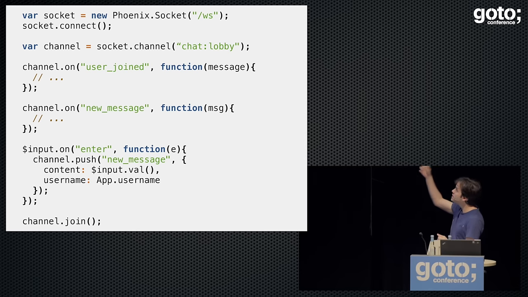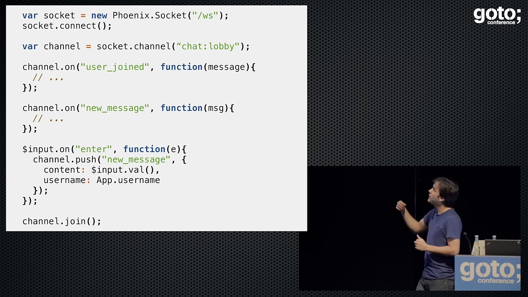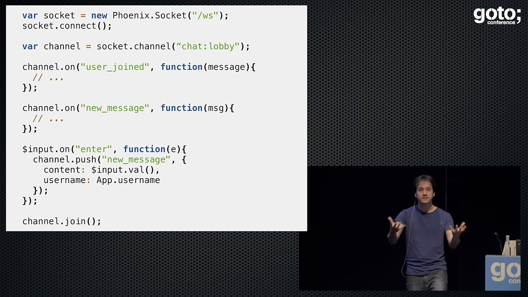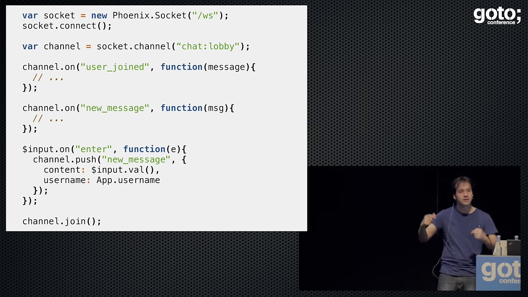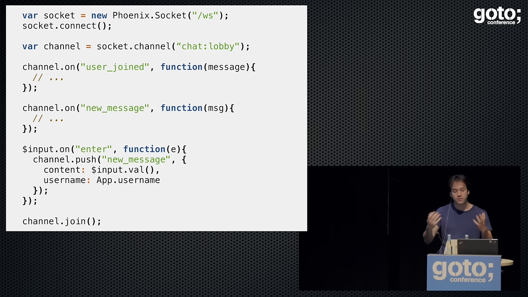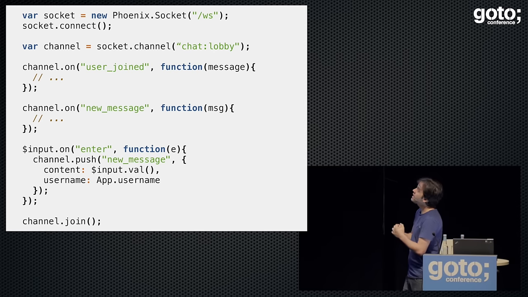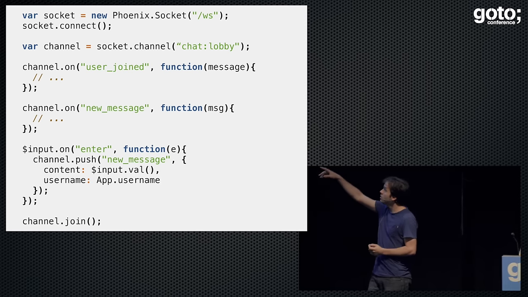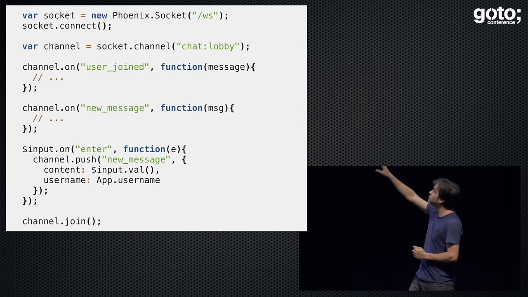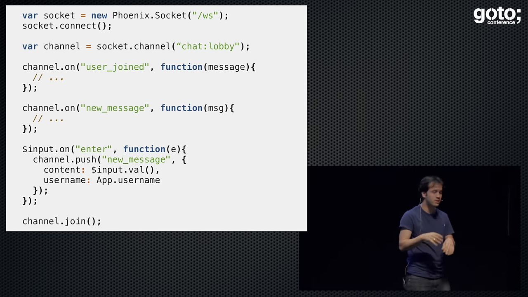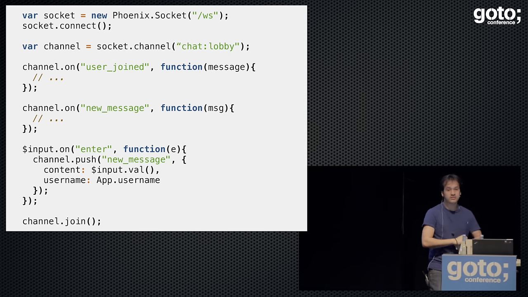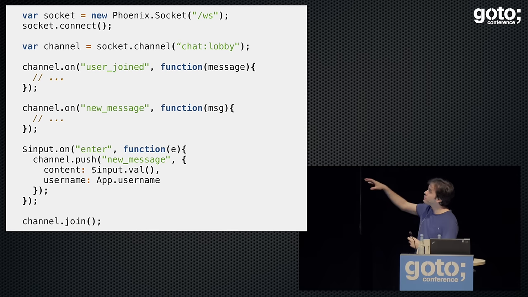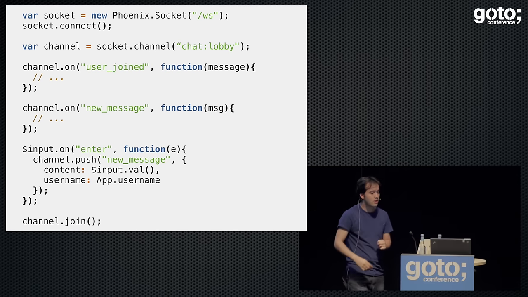So I can say, well, for the channel lobby here, for the chat lobby, every time a new user joins, I want to print on the screen, hey, this new user joined. So every time I receive this event from the server that a new user joined, I want to show that. Every time there is a new message, I want to print that new message. And we also want to do the opposite, right? For example, you want to listen to some input and say, well, every time the user presses enter, I want to send this message to everyone so everyone can receive that message. And then when you specify your rules, at the very bottom here, you call channel join.